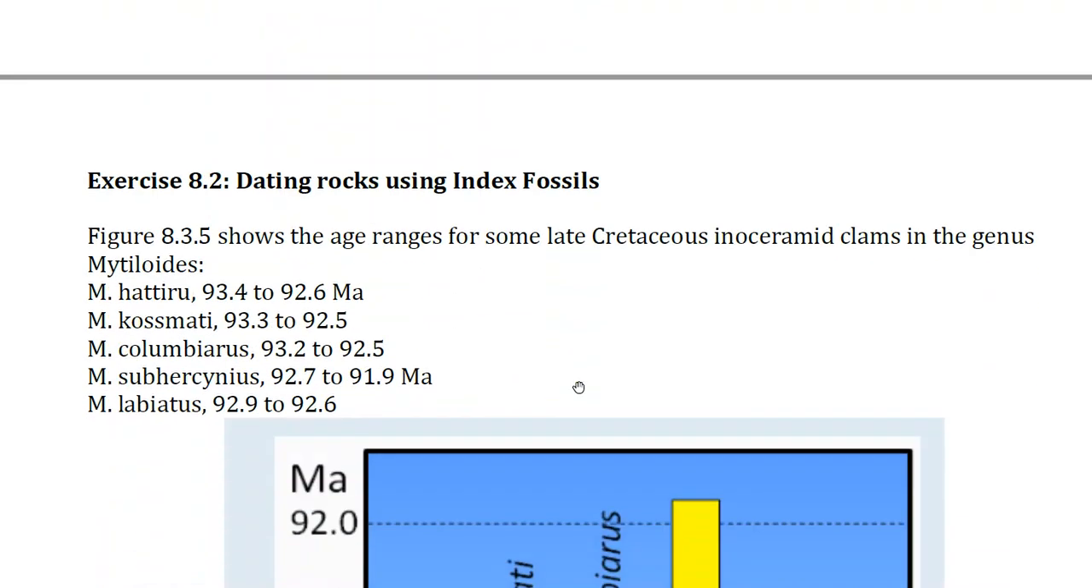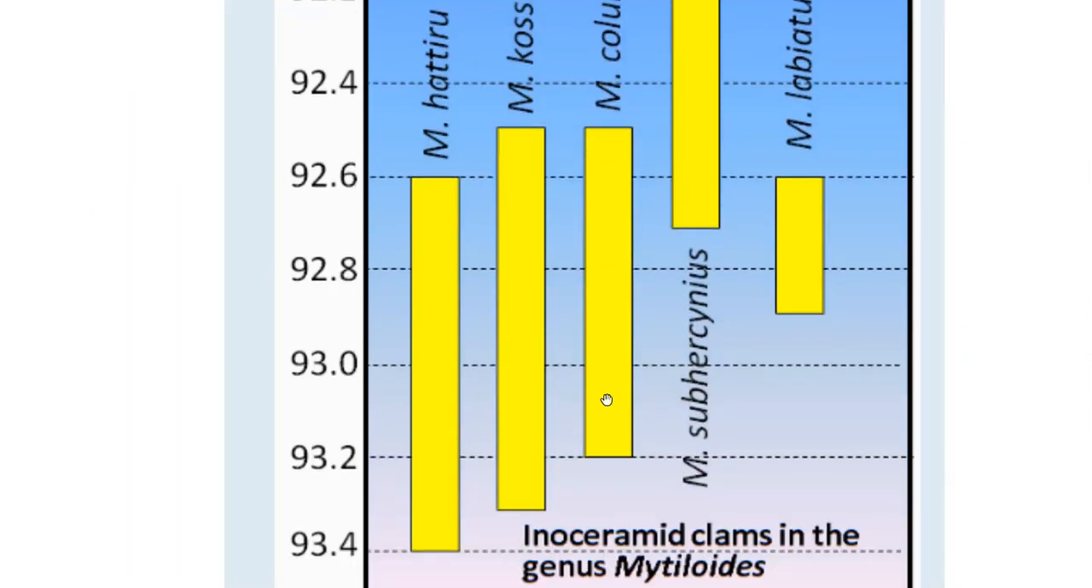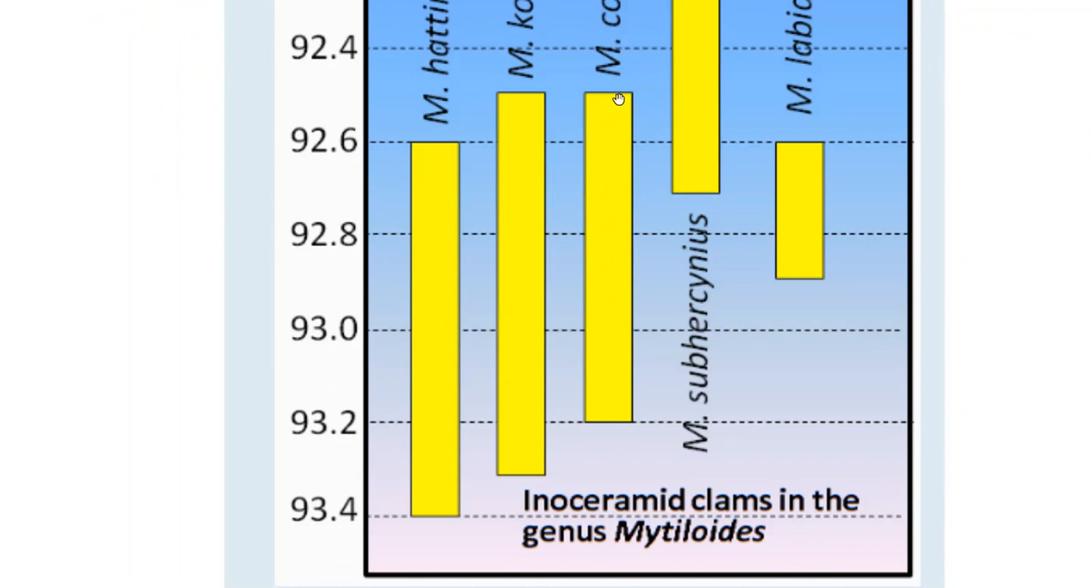And then for activity 8.2, this is really important because on the exam I have something very similar where you look at the concurrent age range. In other words, you want to find out when each of these species, these organisms, these fossils lived at the same time, even though they have different age ranges. So the ranges are these yellow bars. You can see each one has a different range, but you want to figure out when they all coexisted in time, right?